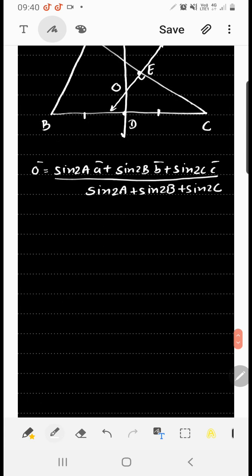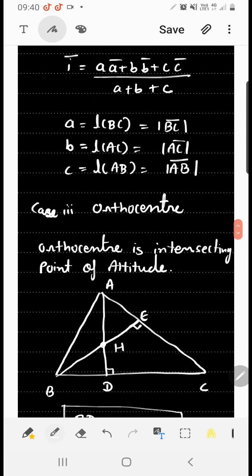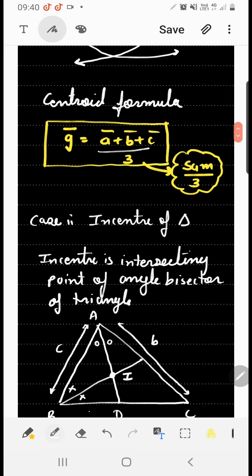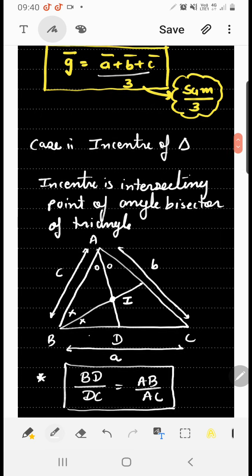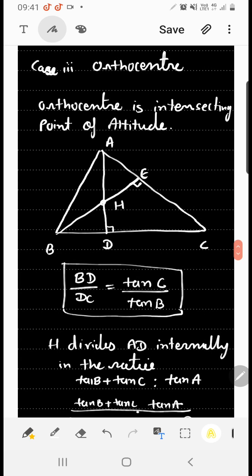So here we come to an end of the 4 results which are related to the triangle. It all starts with the centroid. If you can recall, for centroid you need to remember sum by 3. This is the formula you should go for. The next is incentre. The incentre formula is a bar plus b bar plus c bar upon a plus b plus c, where a is the length of the side opposite to angle A, that is BC, b is AC and c is AB. These two formulas we should keep in mind because they are in the syllabus.